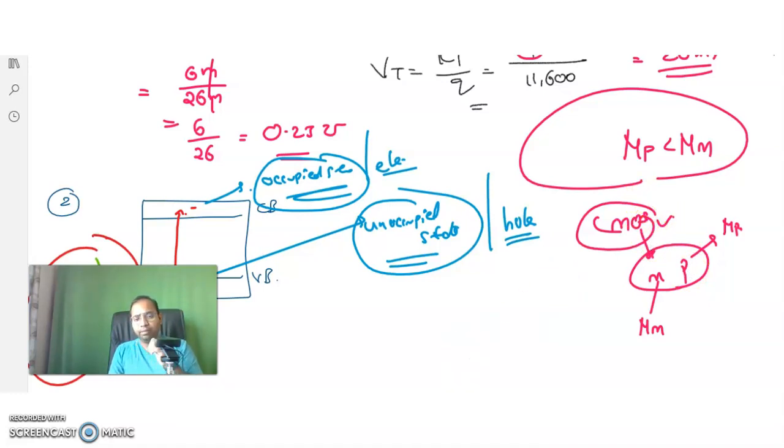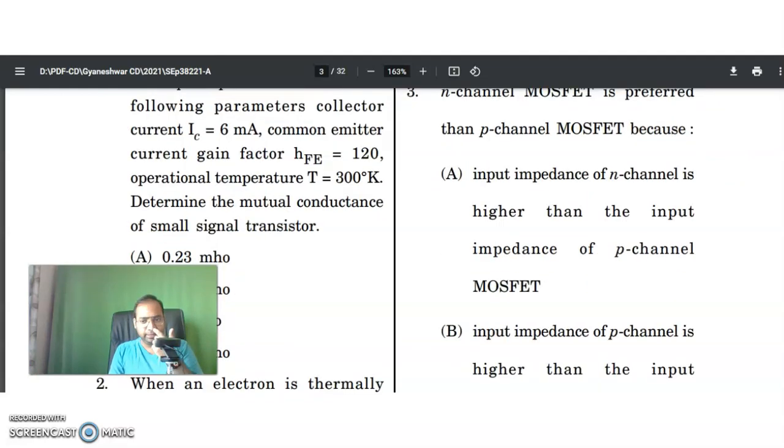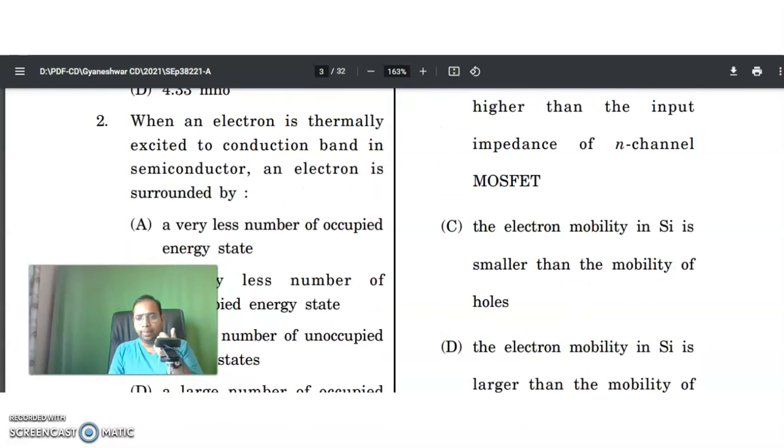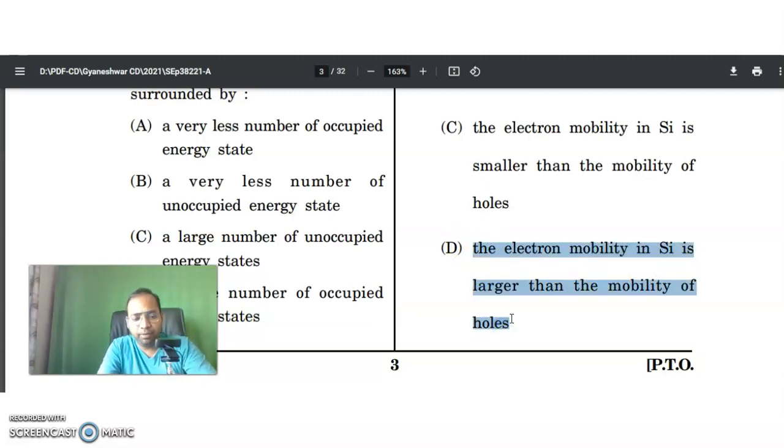So here, based upon the mobility issues, we can see why the N-channel MOSFET is preferred. The electron mobility in silicon, not only in silicon but in any type of semiconductor, is larger compared with the mobility of the holes. And if you want, you will get the readings also, meaning you will get the values regarding the mobility of electrons and holes.